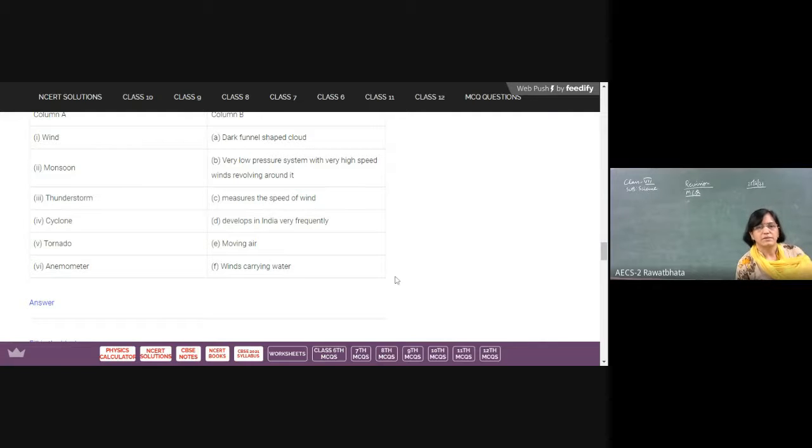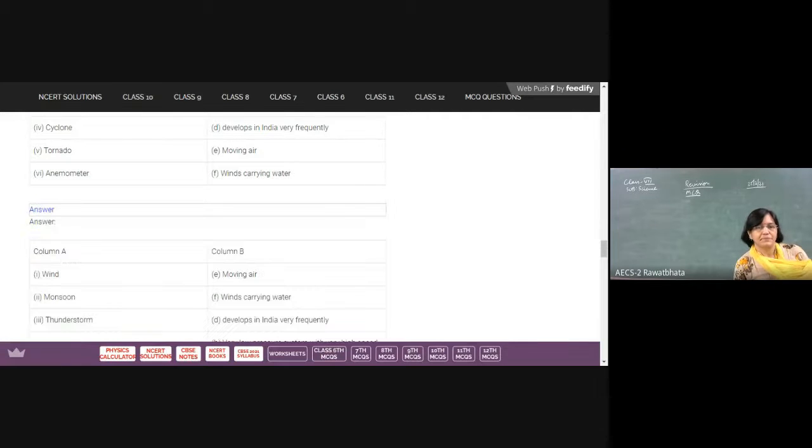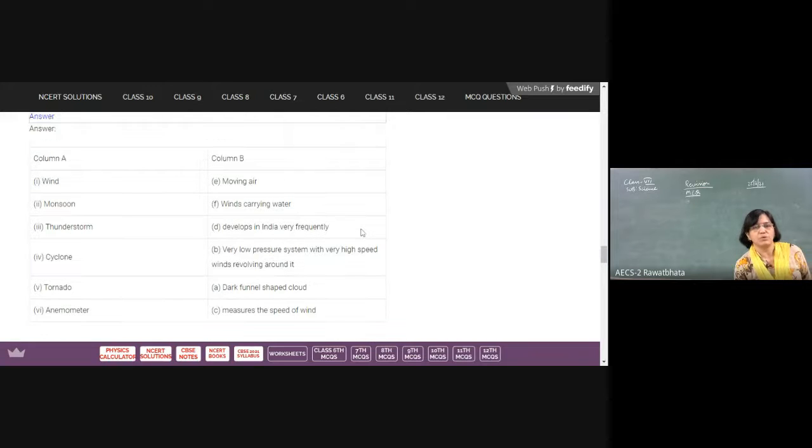And let's have a look at its answer now. Read it carefully. This is the way you are supposed to attempt there. Match the following. The correct option should be there in front of the sequence. For example, wind, moving air. Monsoon, winds carrying water.